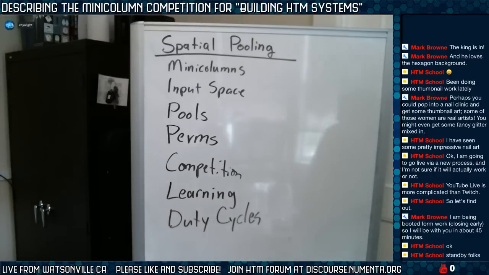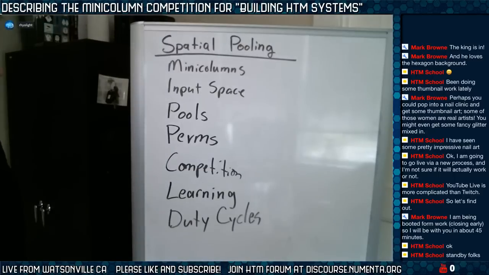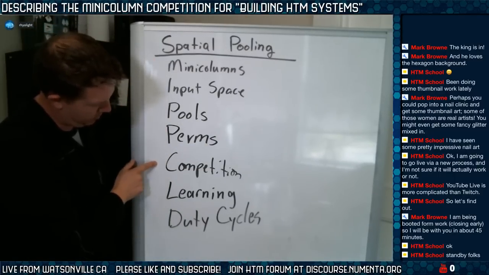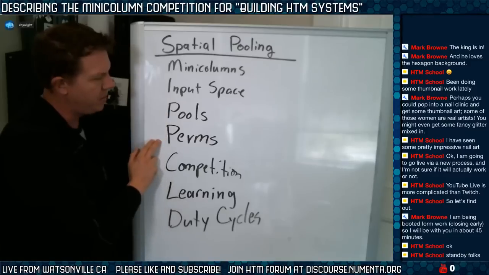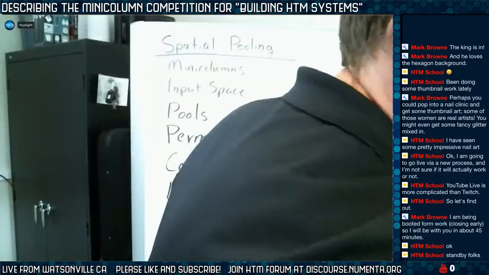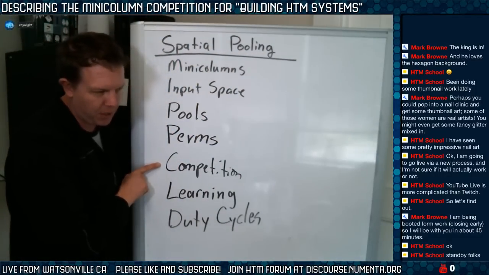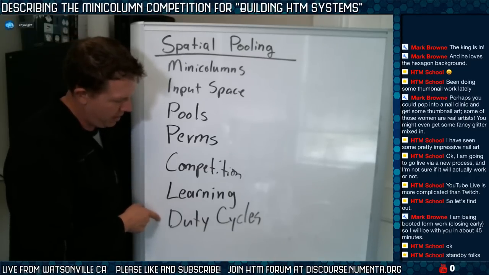So let me first move to, I've got a lot of new tools. Here's what we're going to be talking about today. Here's where we've been and where we're going. Last time we talked about all these things down to the Minicolumn competition. So, a quick review over this stuff, but we're not going to go back and try to rewrite any of it. We're going to focus on the Minicolumn competition, describing that, and then maybe get into learning and duty cycles.